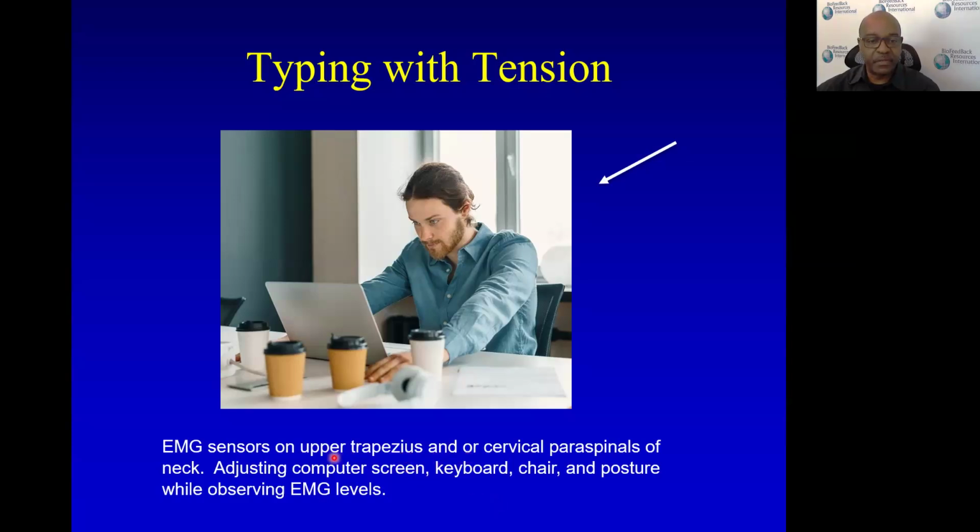So you might put sensors on the upper trapezius, cervical paraspinals, that's the back of the neck. You can adjust where your computer screen is, your keyboard, chair, all those things, while looking at how that affects EMG levels.